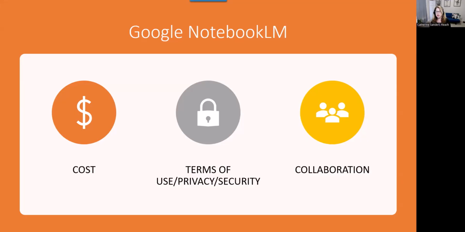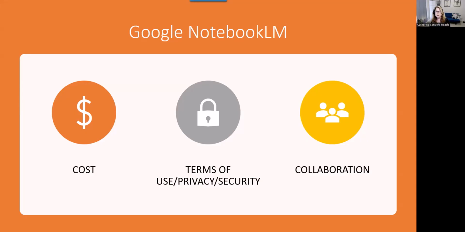For the free notebook, you can get 100 notebooks with 50 sources each, 500,000 words per source, 50 chat queries, and 3 audio generations daily. So that's pretty good. When you get the Google One AI Premium, it's $20 a month. You get 500 notebooks, 300 sources, obviously a lot more, and analytics. The output quality is the same. You just have lower limits with the free version and slightly different terms of service.